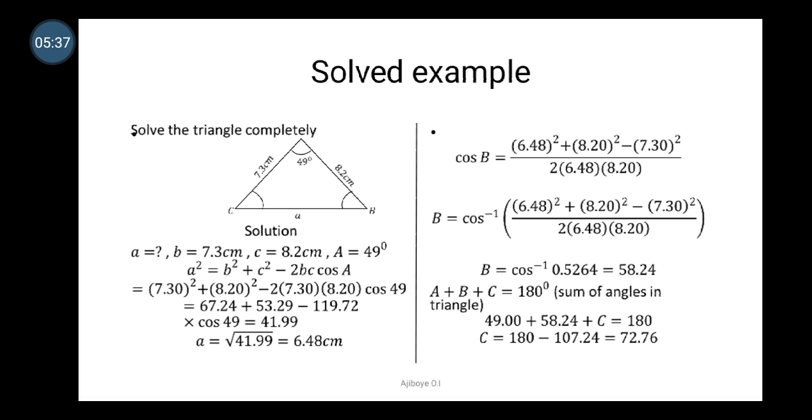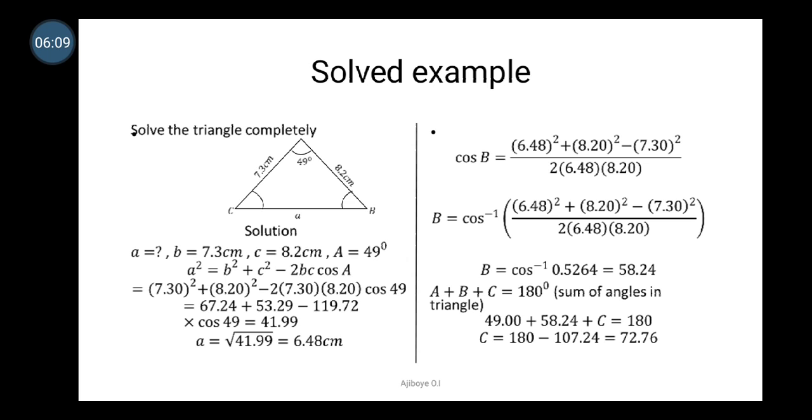So look at this example. You're given a triangle, right? Side B, which is the side facing angle B, is 7.3. Side C, which is the side facing angle C, is 8.2 centimeters. And there is an included angle, that is the angle between side B and side C, given as 49 degrees. That suggests the cosine rule. So the cosine rule will be suitable to solve this triangle completely.